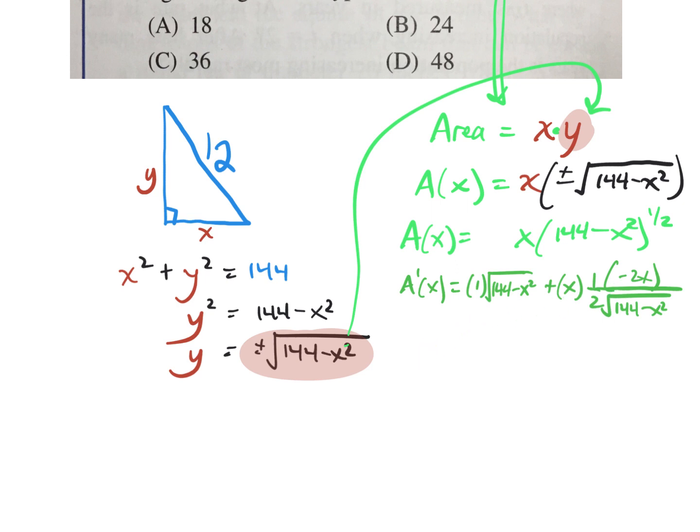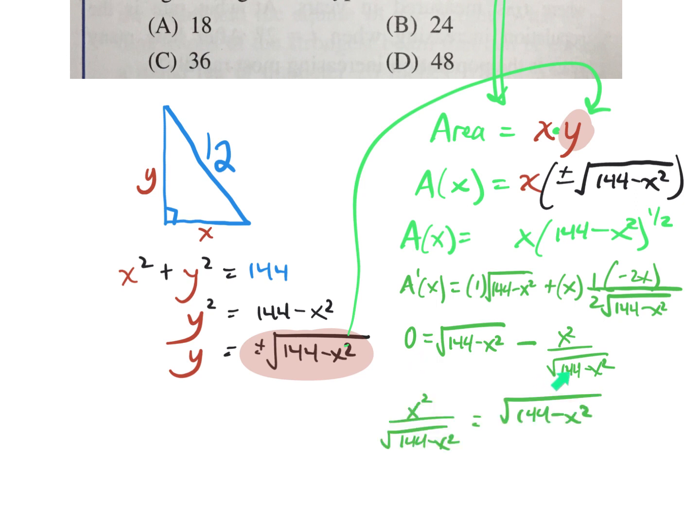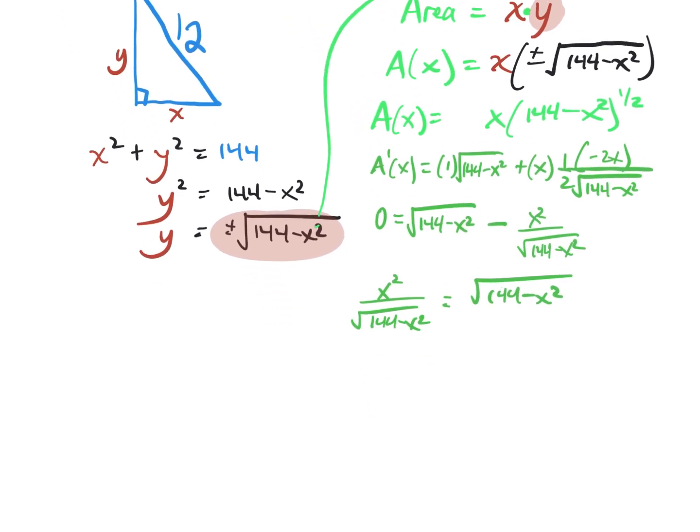So when is that equal to 0? When is this expression minus 2x squared over 2, or just minus x squared over that square root, all equal to 0? Let's solve. Let's add this to both sides. Now let's multiply both sides by the square root of 144 minus x squared. And things should be pretty nice after that.